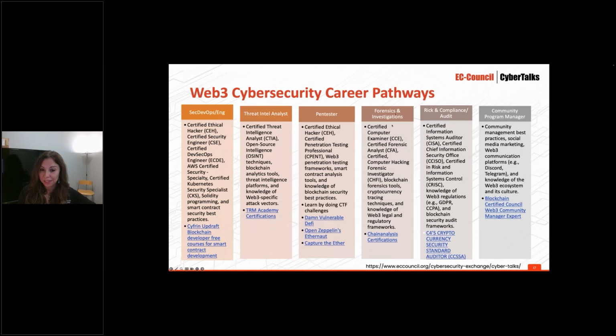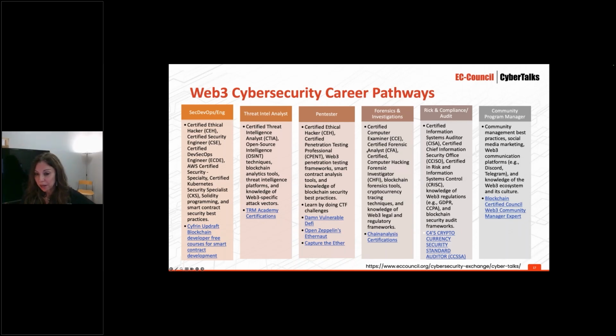For forensics and investigations, mentioning once again Chainalysis, they have a lot of free courses, but also some paid tracks and certifications if you're wanting to do investigations or forensics on these blockchain services.